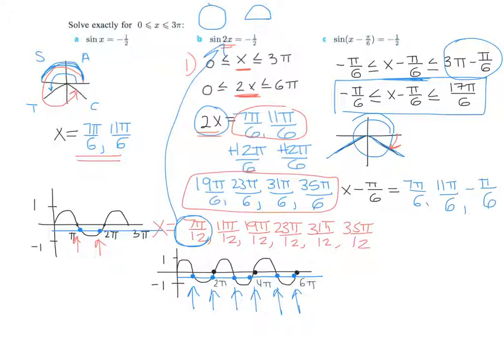Now let's solve for x by adding pi over 6 on both sides. So first angle will be adding pi over 6. You get 8 pi over 6, 12 pi over 6, and then lastly 0. So if you simplify this, you get 4 pi over 3, and then 2 pi and 0. So you will get 3 answers for this question.